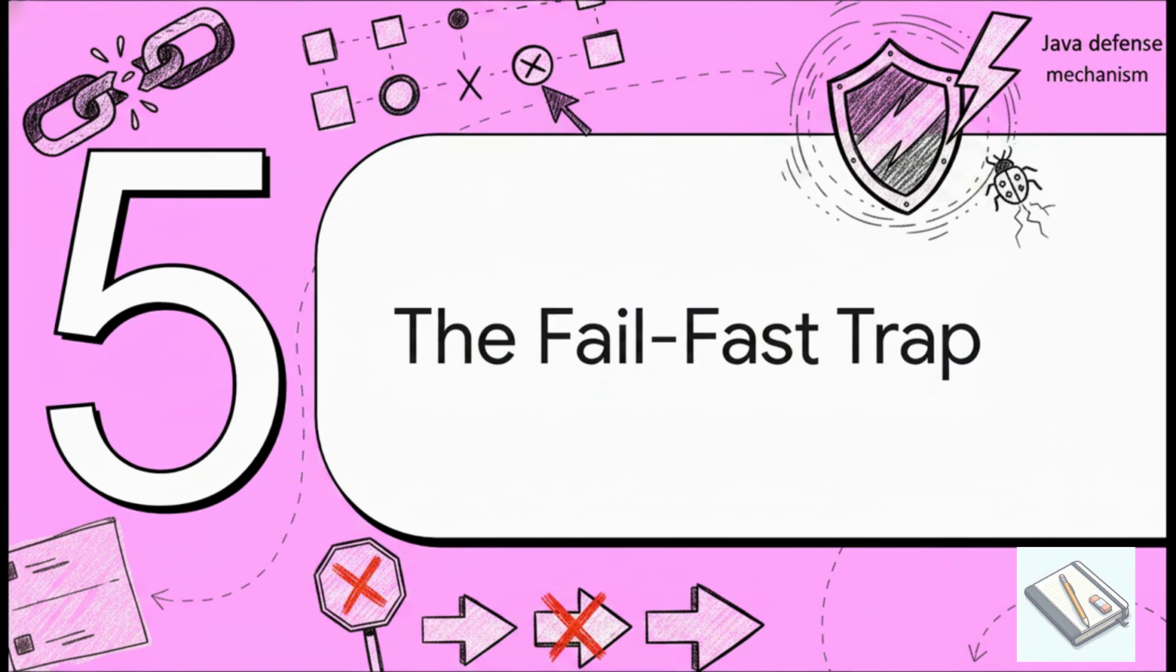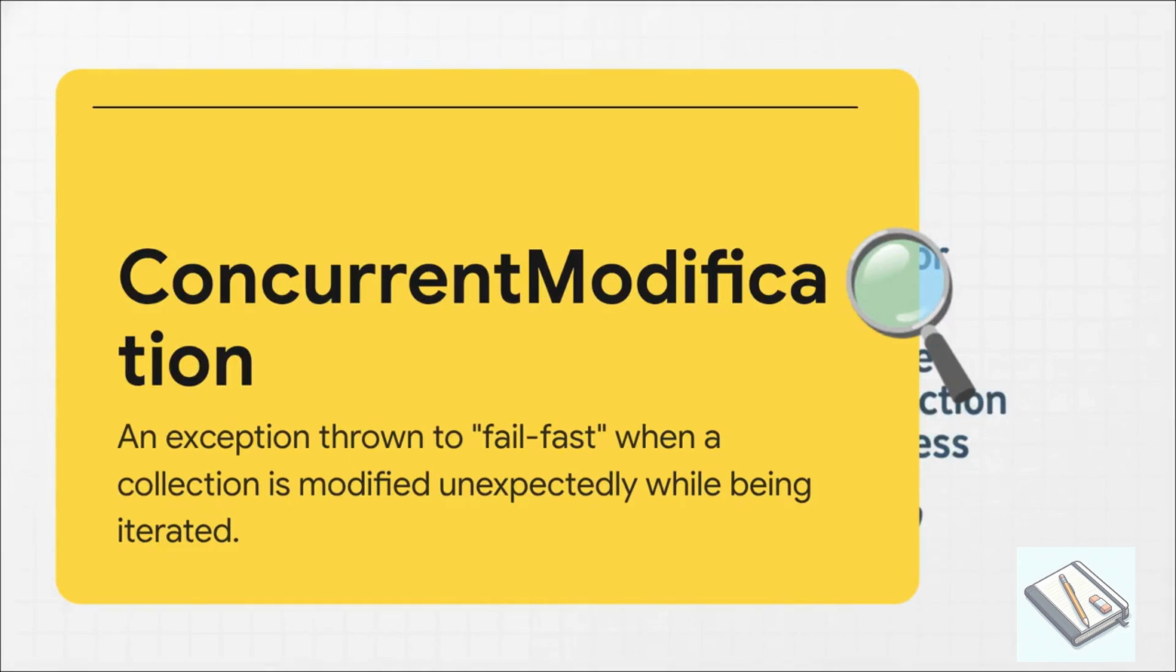It has a built-in defense mechanism, and it's called fail-fast. The moment you try to modify a collection directly while an iterator is busy walking through it, bam, Java throws this exception. It just stops everything right then and there. And the name is perfect, right? It detects a concurrent modification, two things happening at once, and it fails fast, instead of just letting your program limp along with potentially corrupted data.